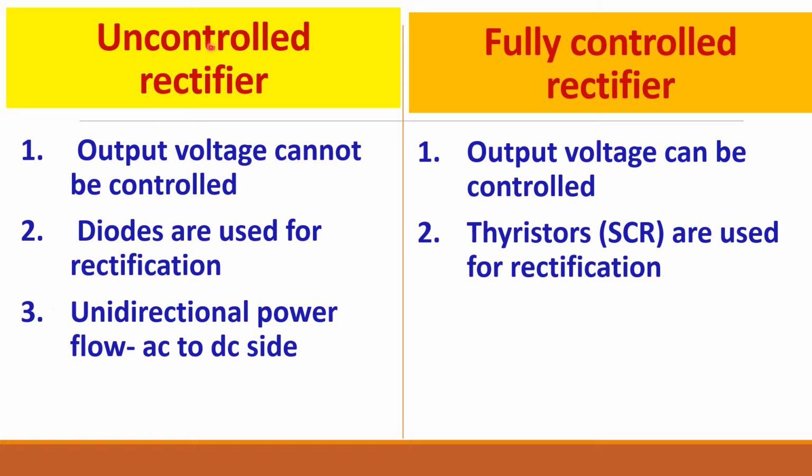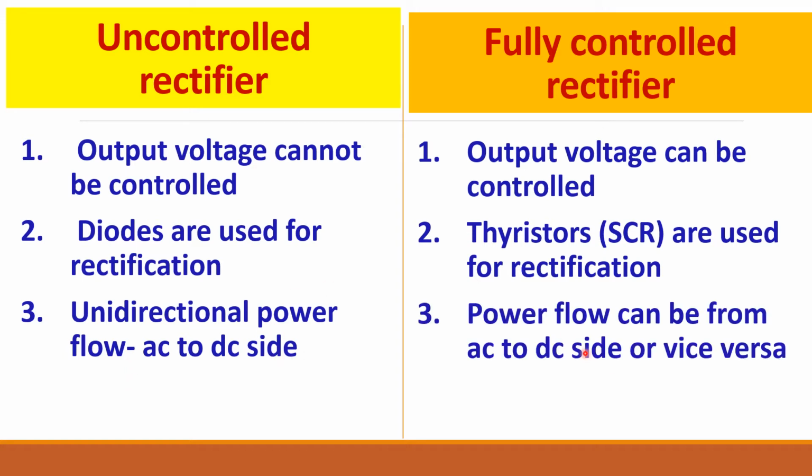And in uncontrolled rectifier always power flows from AC source to DC load side. But in fully controlled rectifier you have the option to send the power from load to source. So that we will see how a controlled rectifier works.